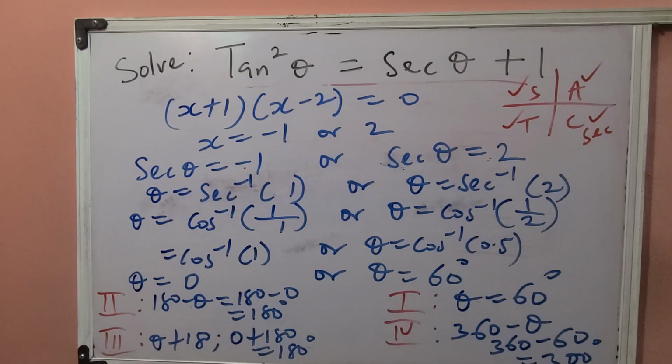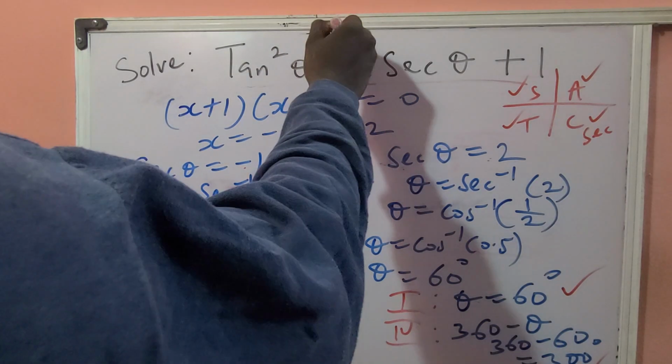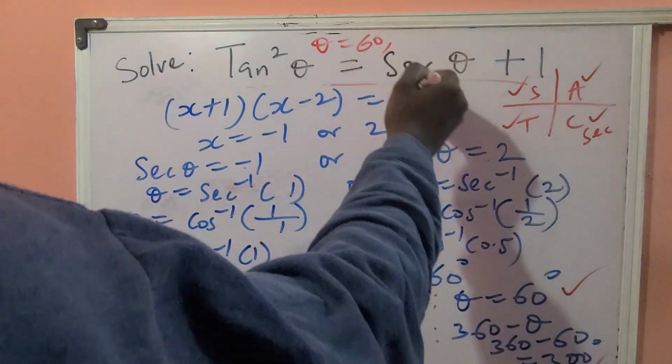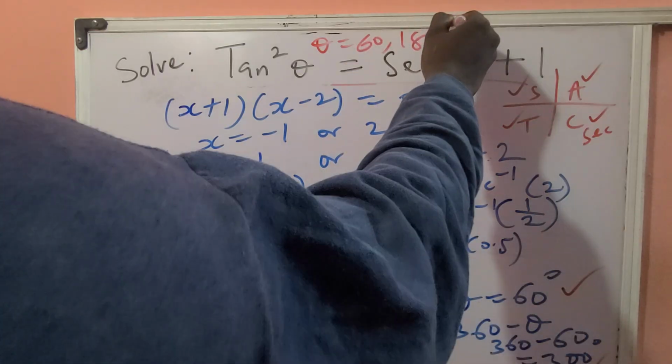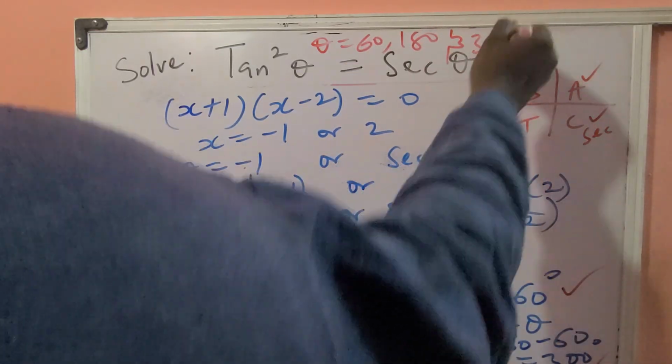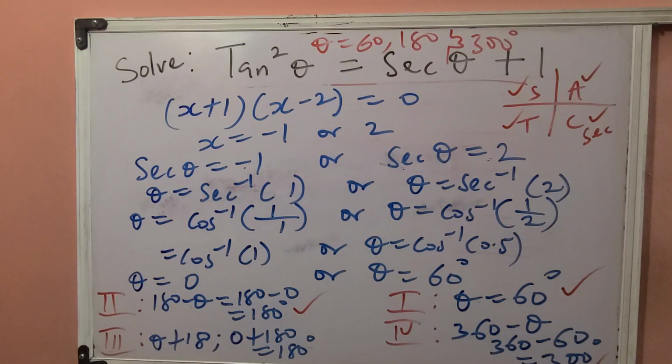So taking a look at this particular question now, we can conclude that the value of our theta will be 60 degrees, 180 degrees, and 300 degrees. So that's going to be our answer here. Our theta is 60, 180, and 300 degrees. So this is how you solve questions like this. It's very simple, very straightforward. You just need to follow the process and you will never go wrong.